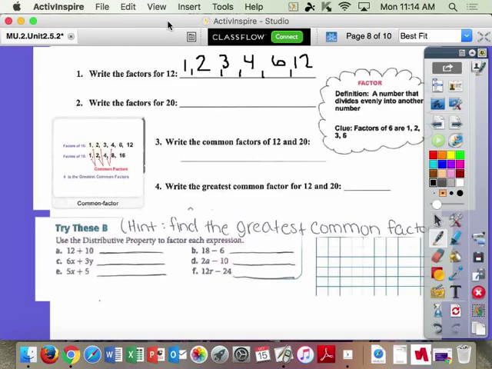Now, so we have the factors of 12 are 1, 2, 3, 4, 6, and 12. We already know that. Factors of 20. Well, 1 times 20 equals 20. What else? 2 and 10. What else?